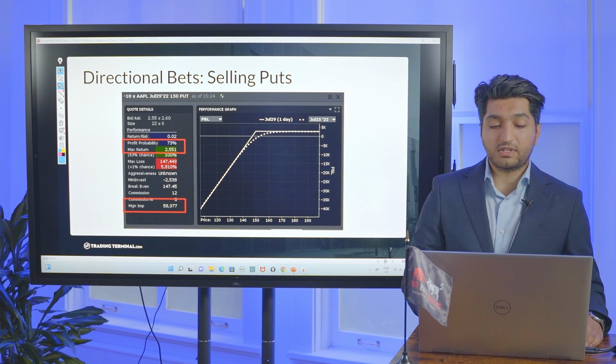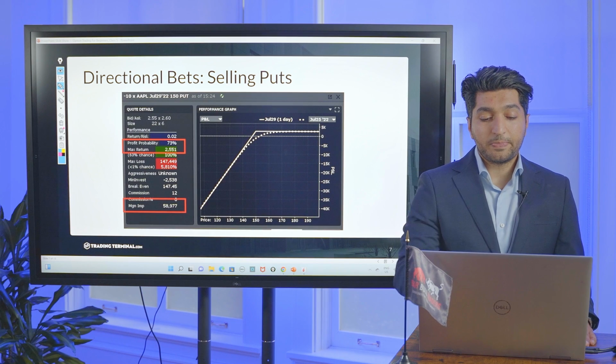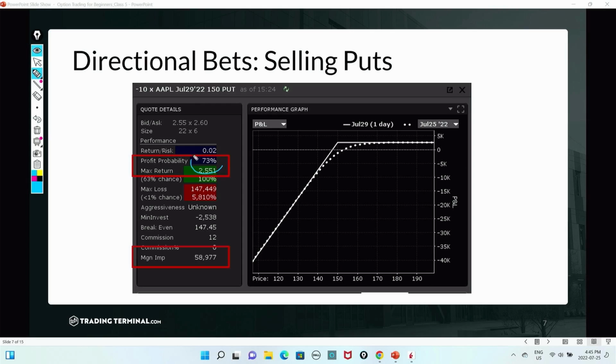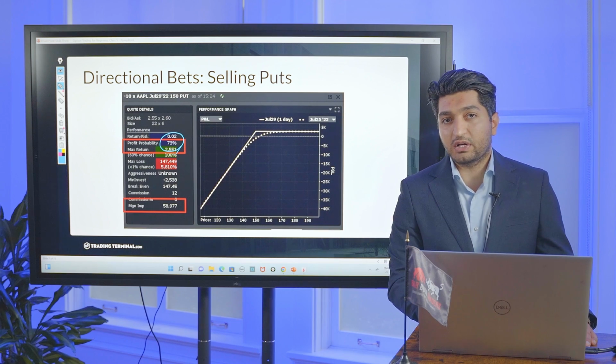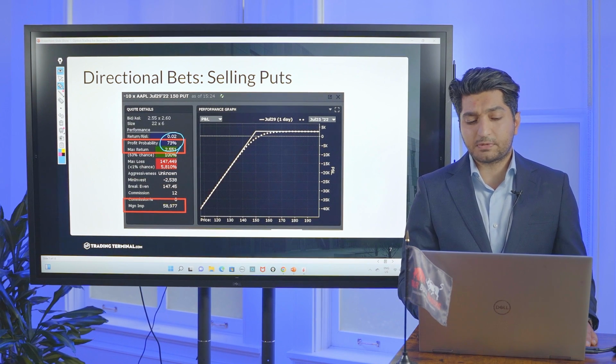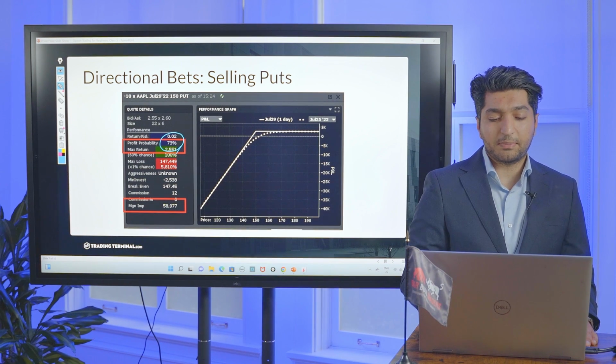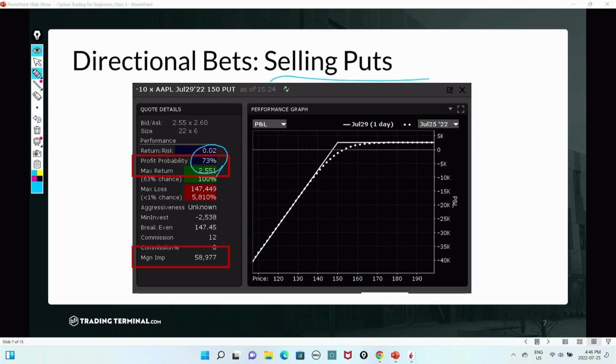A couple of other things I want to bring your attention to. Compare the profit probability over here with what we just saw earlier. Over there it was about 36%, and now here it is about 73%. So every time you're selling premium, in this case selling puts, you have a higher profit probability.